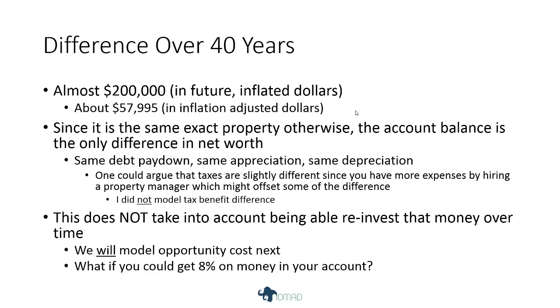There is one thing that could be slightly different, and that is because you are paying out of pocket for property management, you probably have an additional tax benefit as an expense on the property. It's relatively small. I mean, you're talking about a $2,000 a year expense, so it's not going to make a huge difference, but it does make a slight difference, and is not something I modeled. 80 grand over 40 years, and actual gross expenses on the property, though. Yeah. Okay? It does not take into account being able to reinvest that money over time.